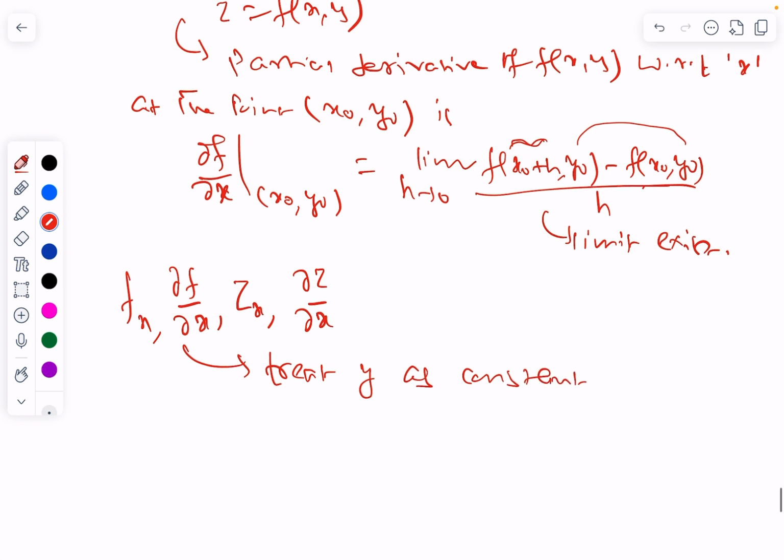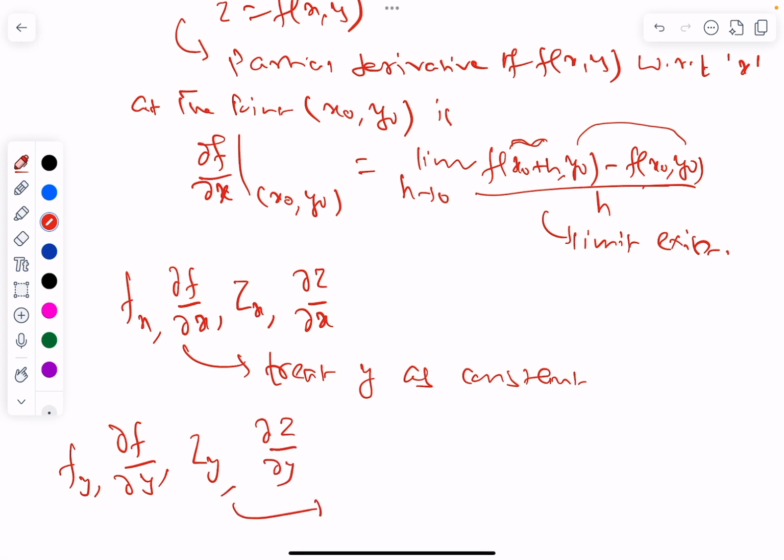Same way, we can find the derivative with respect to y also. Then there is no change in x. So we can write it as fy, zy, or del z by del y. So then treat x as constant.